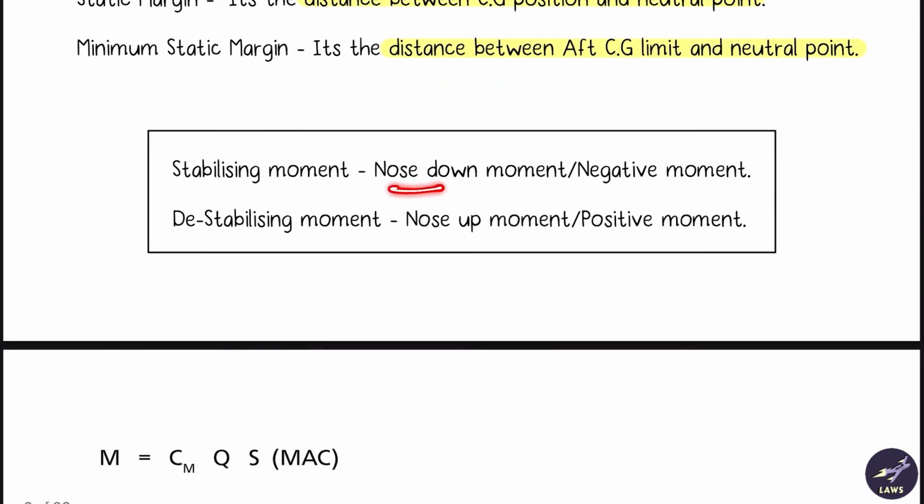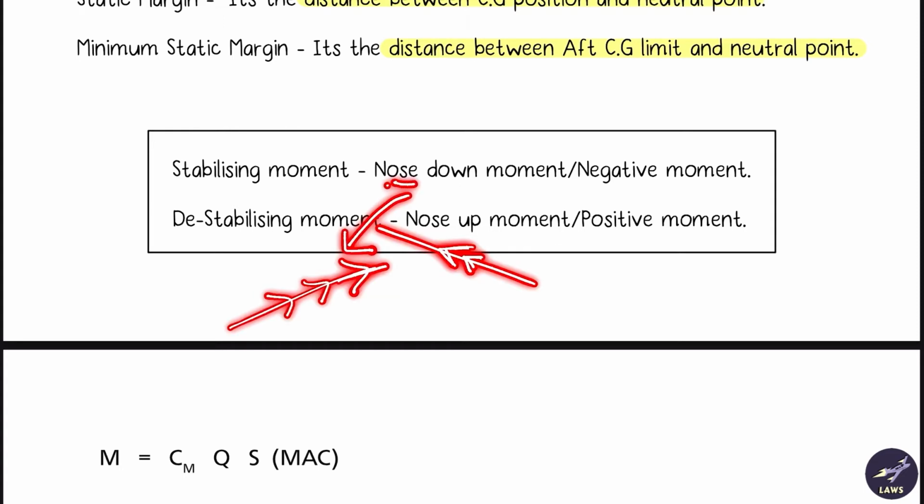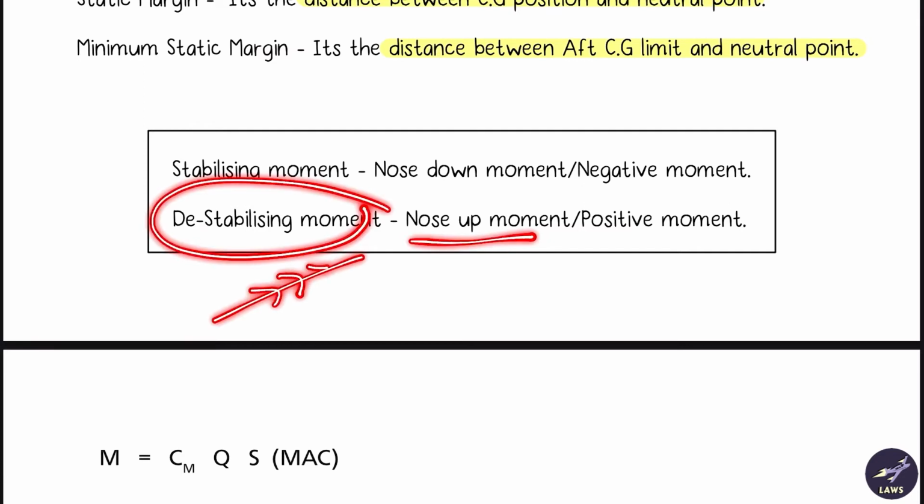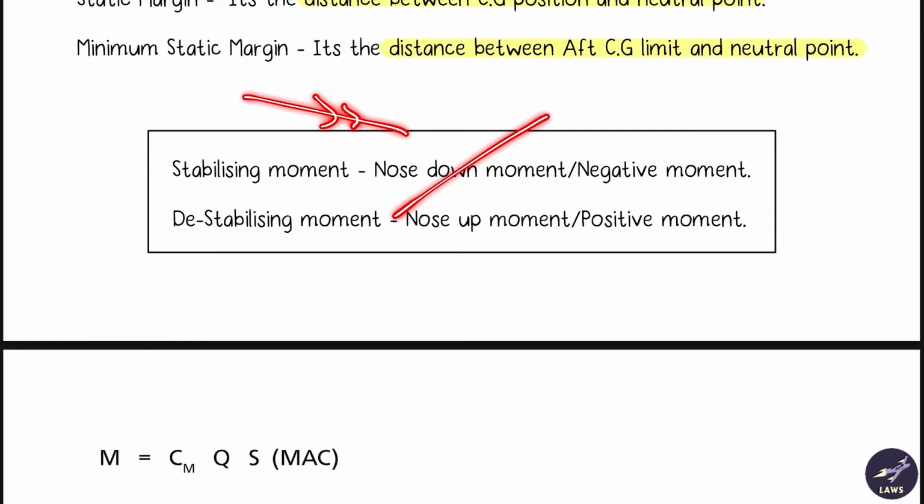Stabilizing moment, like for example, if the gust is coming from down, aircraft has a natural tendency to pitch up due to this gust. So if it again pitches down, that is, if it has a nose down moment or a negative moment, like when it is going down it's called negative moment, when it is going up it is called a positive moment. So if the nose goes down, it is known as stabilizing moment. If the nose goes up, it's called a destabilizing moment when the gust comes from down. If the gust is coming from above and pushing the aircraft down, then this will be the opposite. Okay.